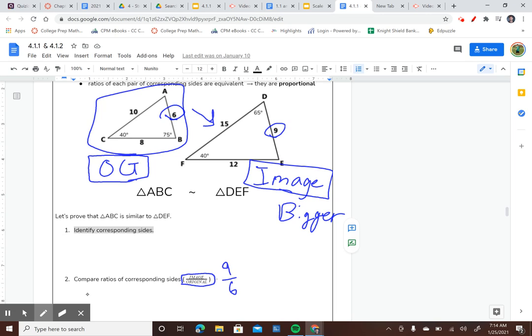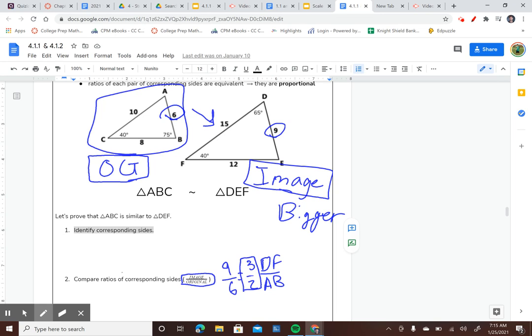And so we're going to write the ratio where we're comparing one side length to the other as 9 over 6. So that would be DF over AB, 9 to 6. If we wanted to reduce this, we could divide both 9 and 6 by 3, and it would now be 3 over 2. So DF over AB is the ratio 3 over 2.